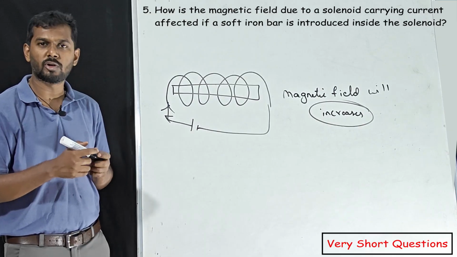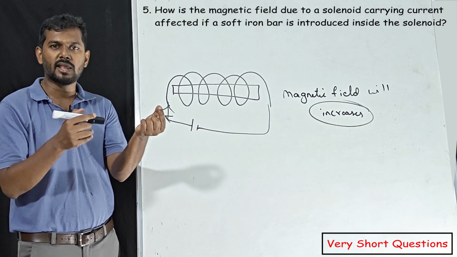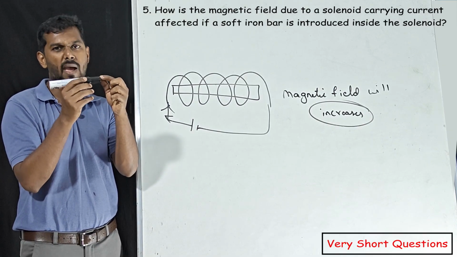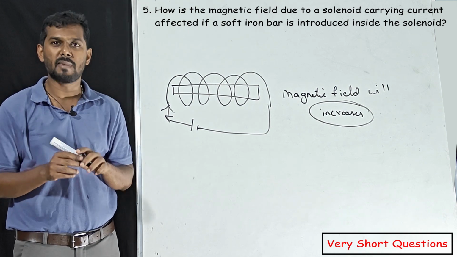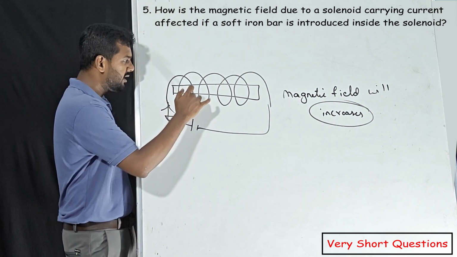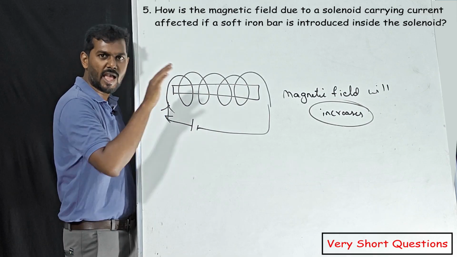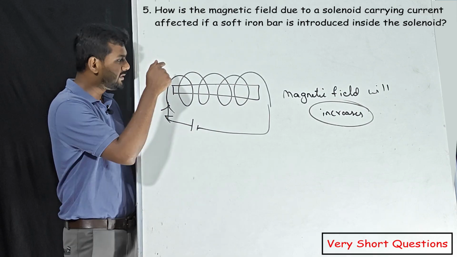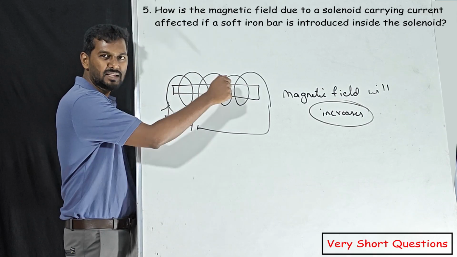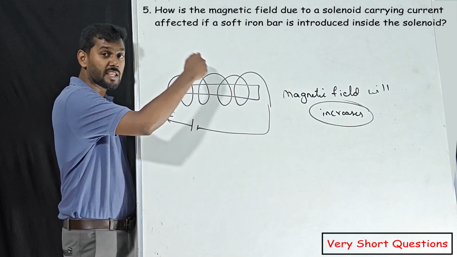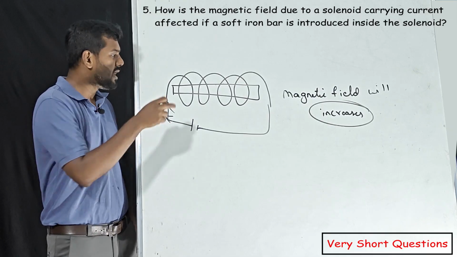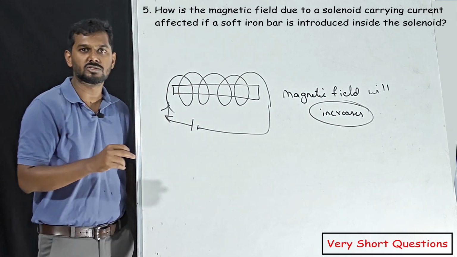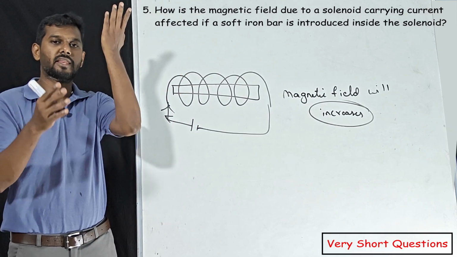Very simple. If you take an iron nail and attach it to a magnet, this iron nail will also become a temporary magnet, correct? In the same way, here this solenoid has a magnetic field due to current. This magnetic field will try to attract this soft iron, but it is in all directions, so it will not attract it. So a magnetic field will be induced in the soft iron also. So totally the magnetic field increases.